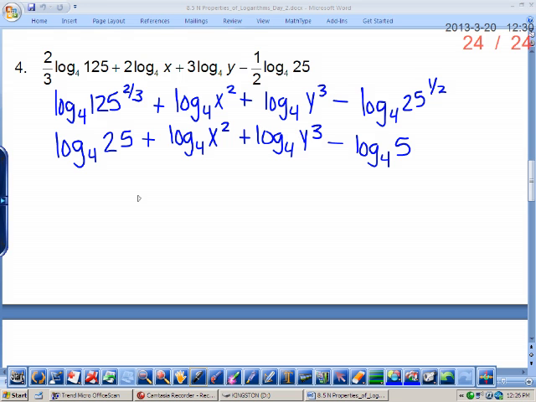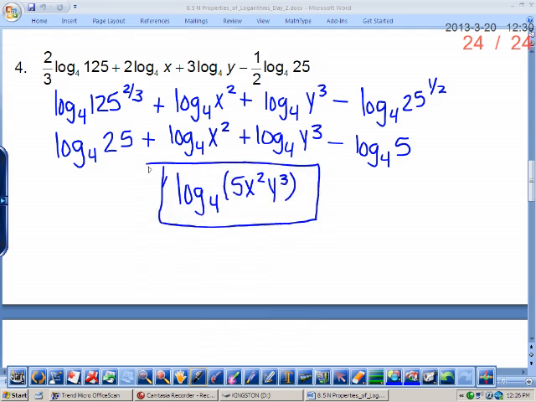All right, check in with your neighbor, see if you match. You should have gotten log base 4 of 5x squared y cubed. You do need to simplify that 25 over 5 to become just a 5.